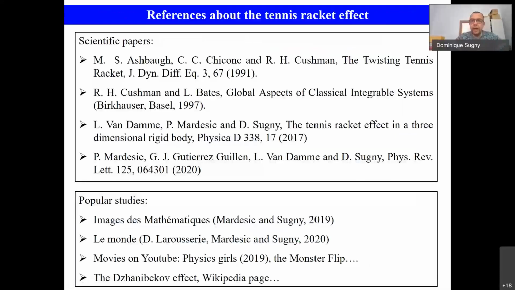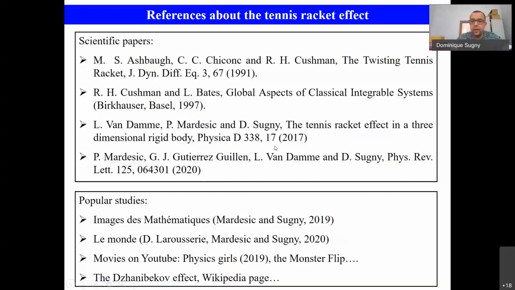My goal in my talk, during the first part, will be to try to explain both the tennis racket effect and the monster flip effect, and to describe such effects from a mathematical point of view. Such effects are very well known. We can find a Wikipedia page and many movies about such effects. But finally, there are very few rigorous or mathematical papers about such geometric phenomena.